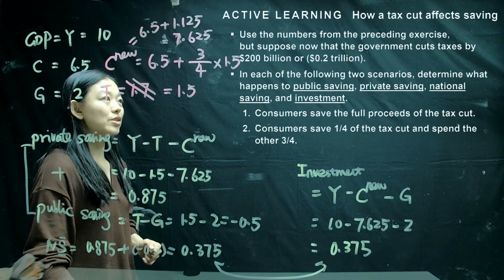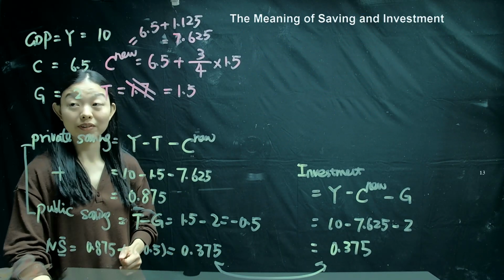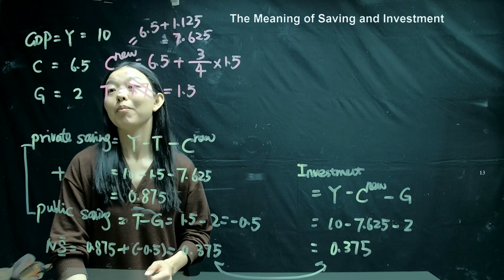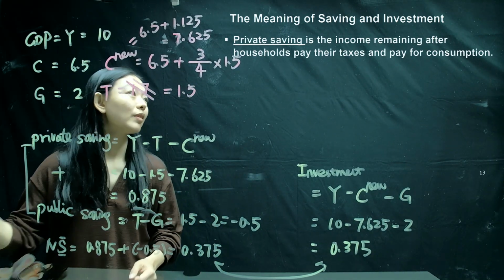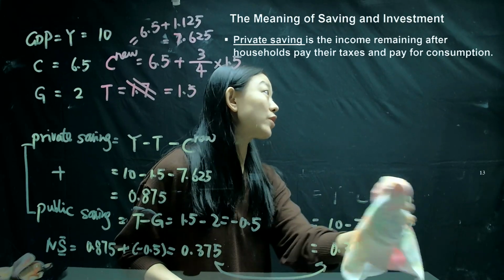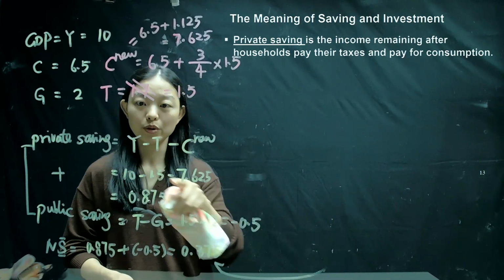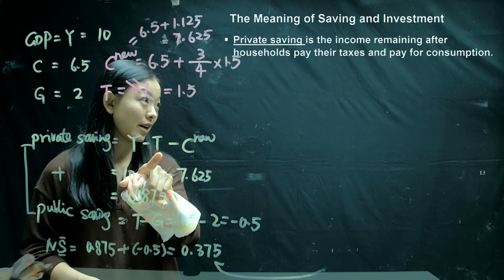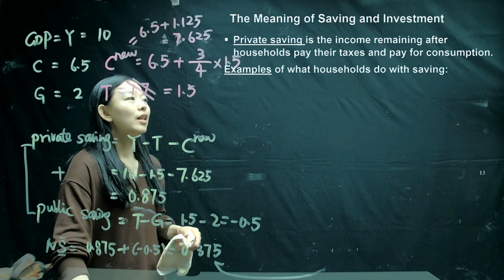All right, now let's move on to talk about the meaning of savings and investment when we talk about macroeconomics. So here, private saving is the income remaining after households pay their tax and consumption. This is why we use Y subtract tax, subtract consumption, okay, to get private saving.